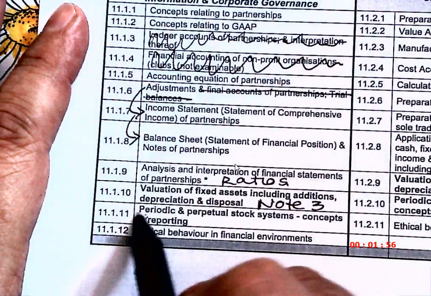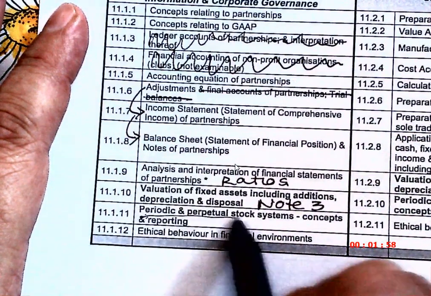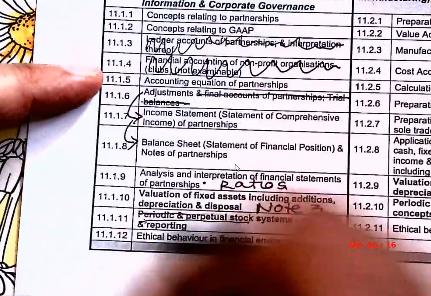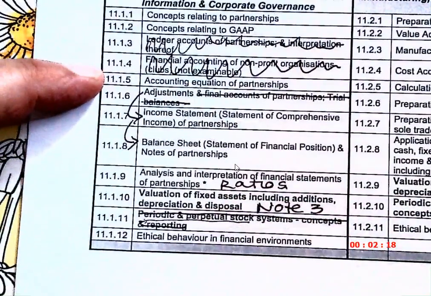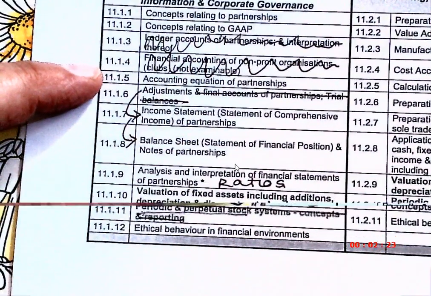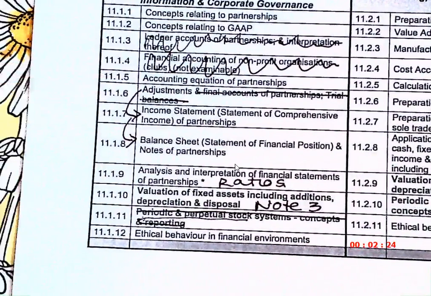Periodic, why they say this is that in theory they can ask you when you do the income statement or the balance sheet to do it perpetually or periodically. Okay? We're not going to do that. So you can scrap that. Okay? And then of course ethical behavior. It's really not that big a deal.